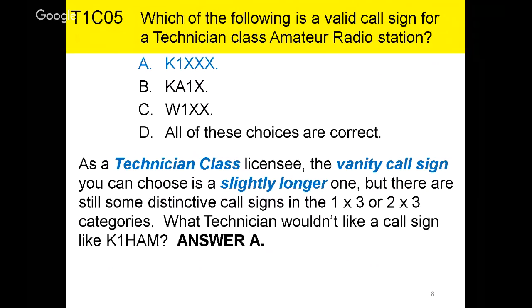At one time, if you moved to a different area, you had to reapply for a new call sign if you moved to a different call area. They don't do that anymore. But predominantly, this is what a valid call sign is for a tech class amateur license, a 1x3 or a 2x3.